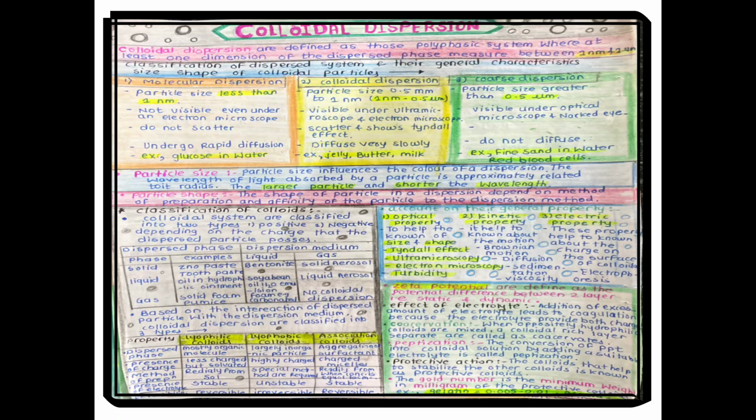Particle size influences pharmacological action: the higher the particle size, the lower the pharmacological action. The smaller the particle size, the greater the surface area and the greater the pharmacological action. Optical properties help to know the size and shape. Kinetic properties help to know about the motion of particles. And electrical properties help to know about the charge on the surface of colloids.